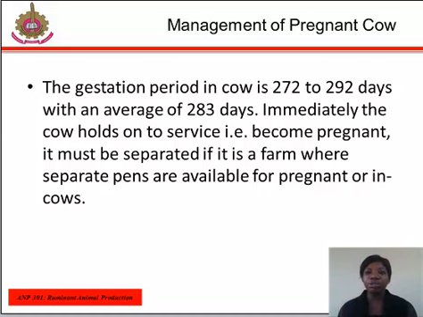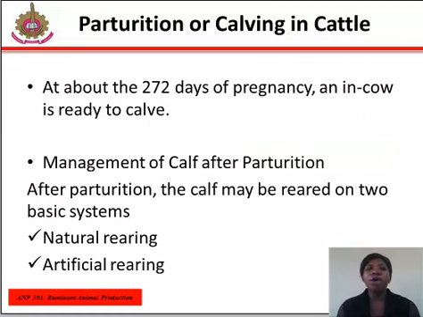Towards parturition, the in-calf cow must be well monitored. A maternity pen that is washed, disinfected and well bedded must be prepared for calving. Hormones such as oxytocin are released, which help in the contraction of the uterus. The amniotic fluid is released and the animal pushes for the fetus to be expelled.